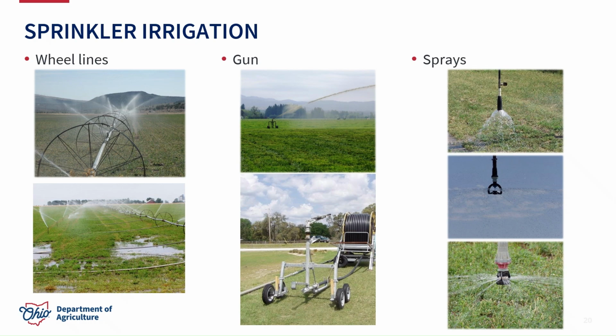Or there may be a traveling gun where there's a reel, and that gun will go across the field and then retract and then maybe set on a different path to irrigate. All of these sprinkler irrigation systems have different types of sprays or bubblers, and all of these nozzles are what is directly applying that water to all of the individual plants.